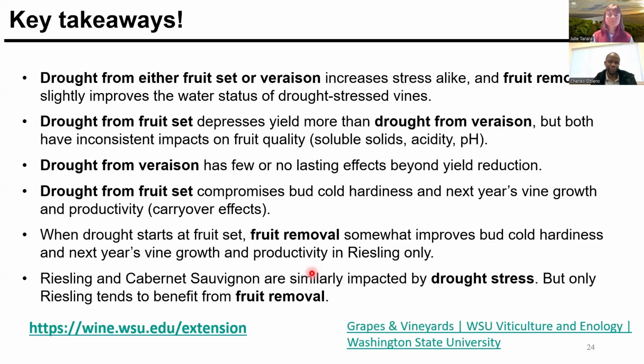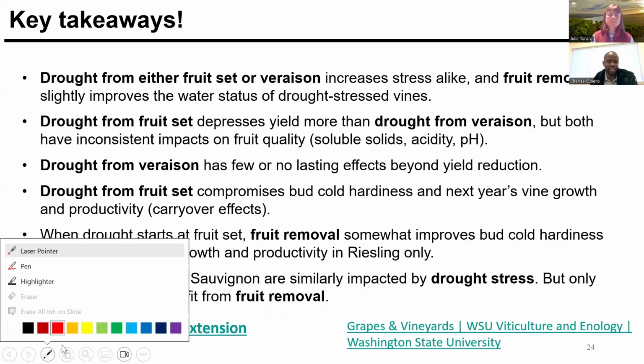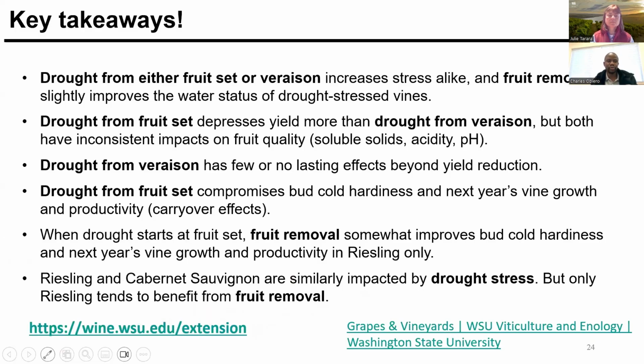Before I finish, we have resources. WSU Extension has very good resources that we can always go to. We can always go to wine.wsu.edu to get some information about what is the impact of fruit removal, what is the impact of drought, how do I manage our vines.